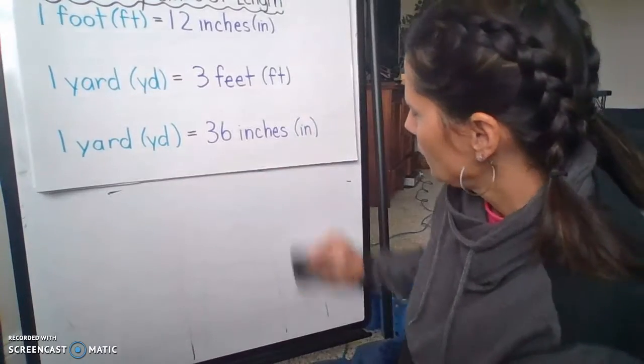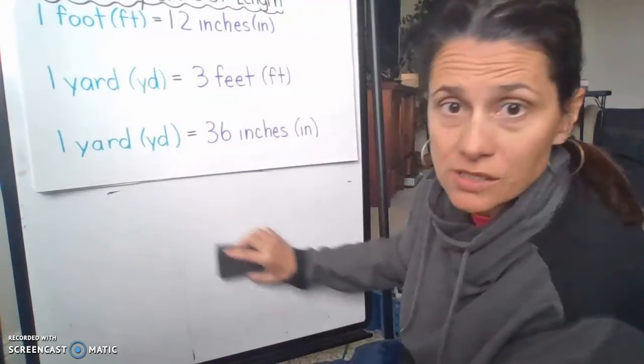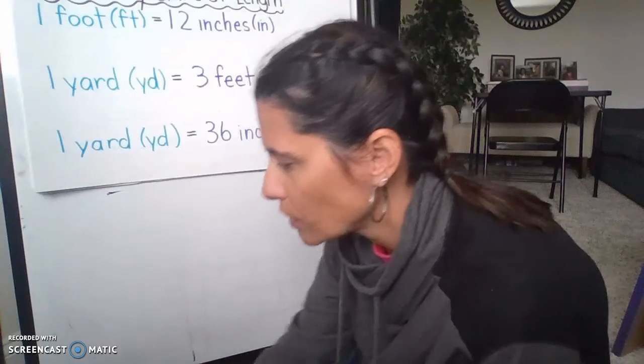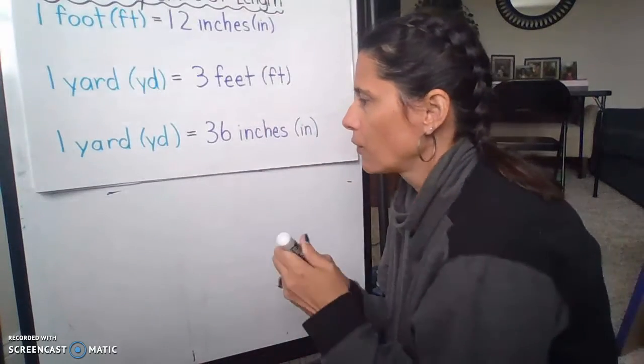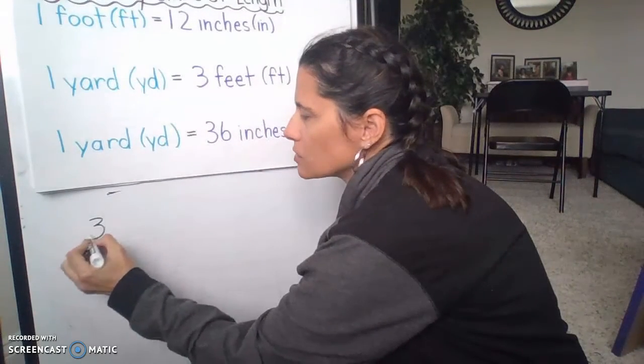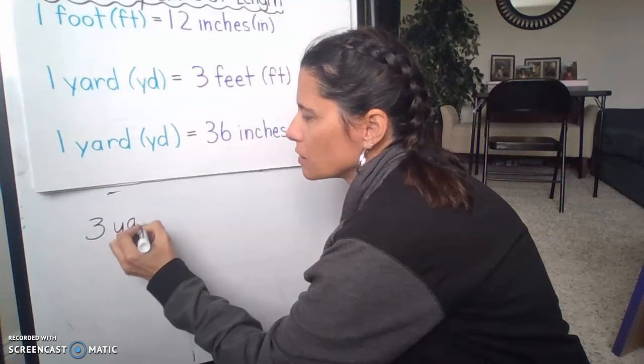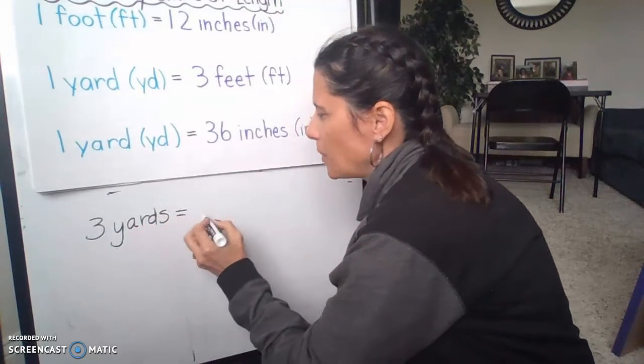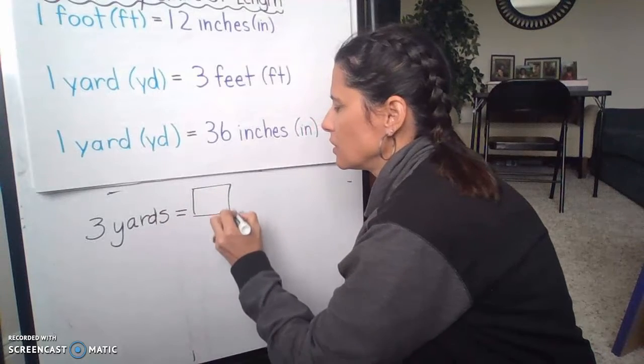Sometimes you'll be asked to make the chart. Sometimes you don't have to do the whole chart. You can just do how many groups of. So for example, I want to know 3 yards. How many feet is that?